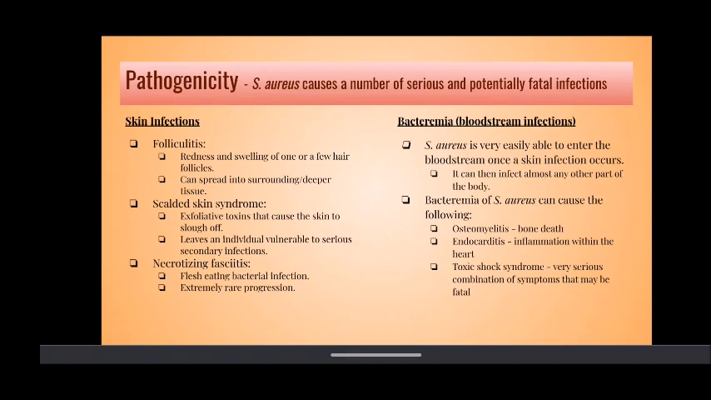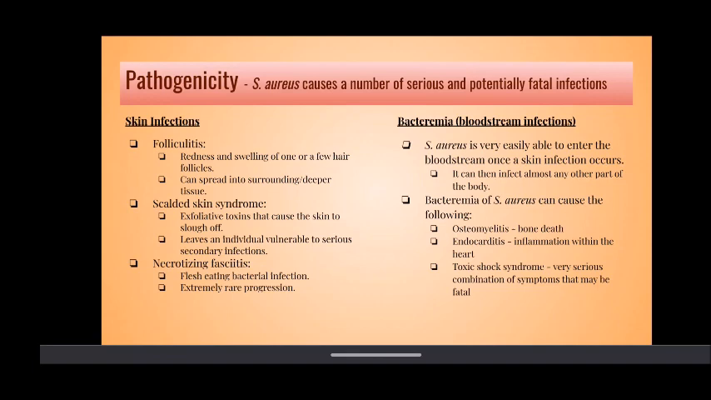It is pathogenic and can cause a number of serious and potentially fatal infections. Starting with skin infections, we have folliculitis, which is redness and swelling around one or a few different hair follicles, which can then spread into surrounding tissue or deeper into different layers of the skin and into the muscle. Scalded skin syndrome is a product of exfoliative toxins produced by S. aureus that cause the skin to slough off, which then leaves someone in a very vulnerable state to secondary infections, which is where a lot of the problems and complications will arise.